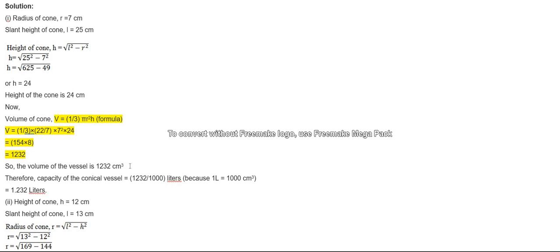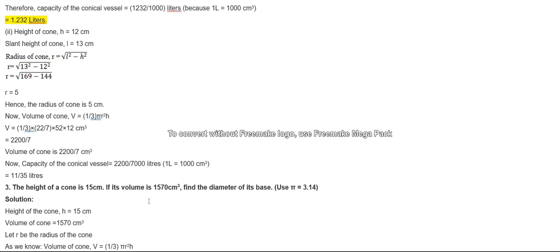When we have to convert it into liters, we know that 1 liter is equal to 1000 centimeter cube. So we have to divide it by 1000. When we divide it by 1000, we find the capacity in liters. So here is our answer. Similarly, we will solve the second part.